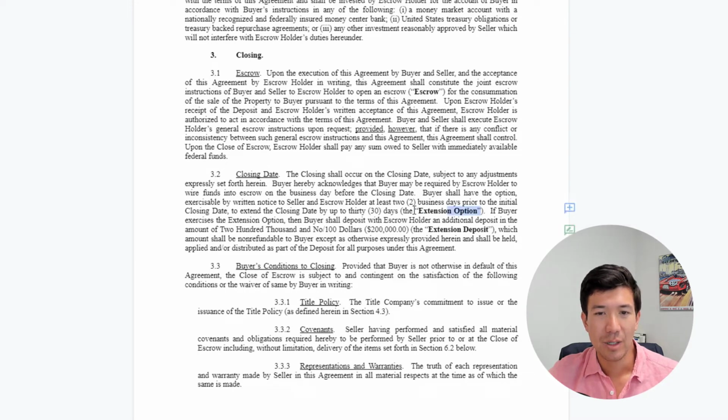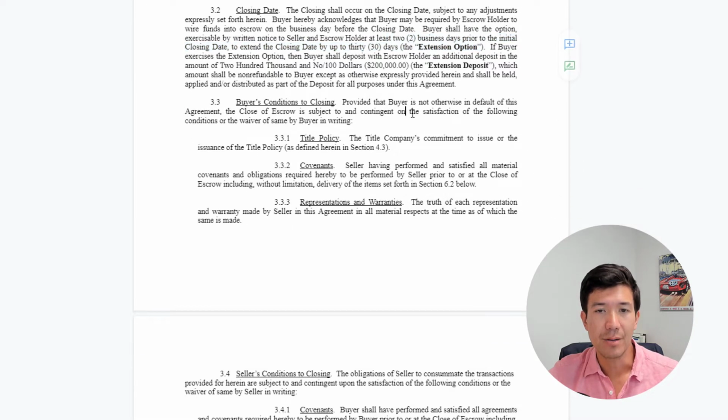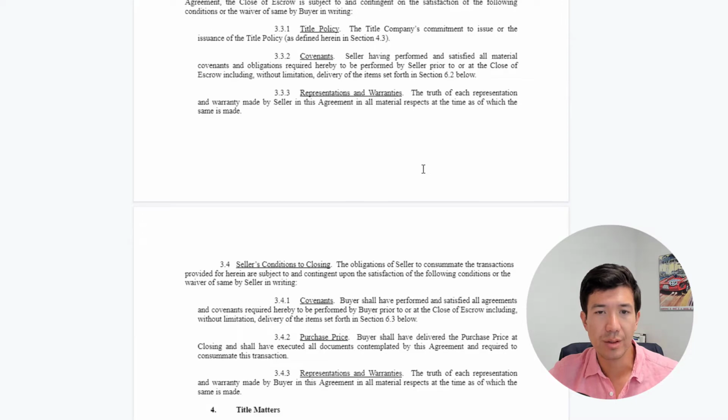Closing date here. So here we have the extension option, 2 business days prior to the initial closing date and a 30-day extension. So that's pretty generous, which if I recall, this transaction was taking place in the holidays, and a 15-day extension really just didn't help. We needed a full 30, but we're able to get this one closed with that extension.